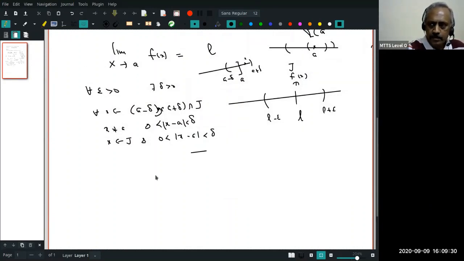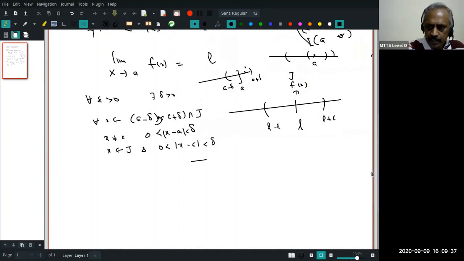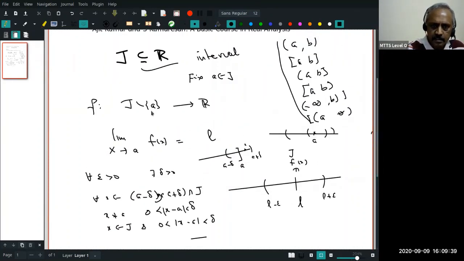Now we want to talk about differentiability of a function. Note in the above definition, the most important thing you should notice is we talk about limit x tends to A, but F at A is not defined. May be defined or may not be defined. You understand that? Therefore, the domain of the function I am considering only as from J with A removed.